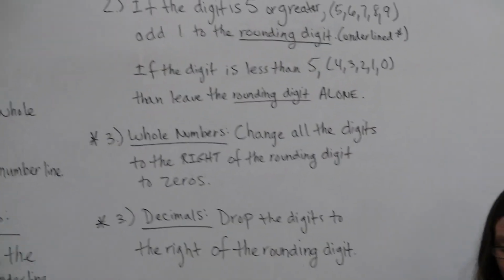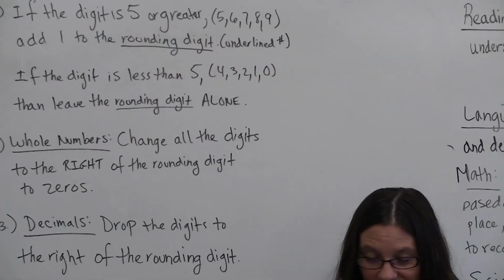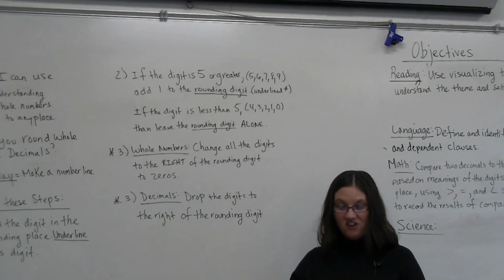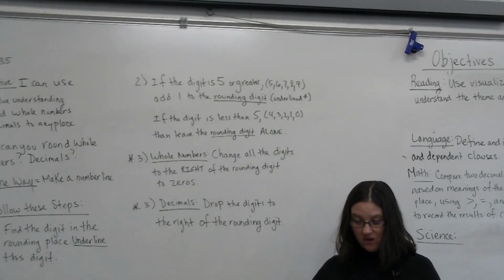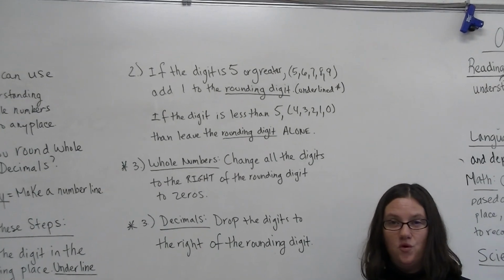Okay, so step 3, we're going to drop the digits to the right of the rounding digit. So 2 and 36 hundredths rounds to 2 and 4 tenths.